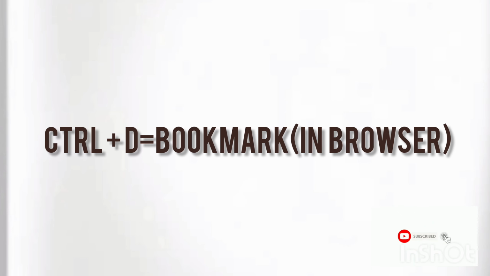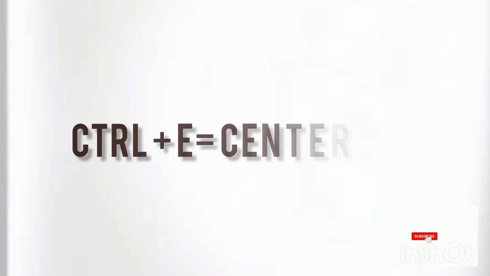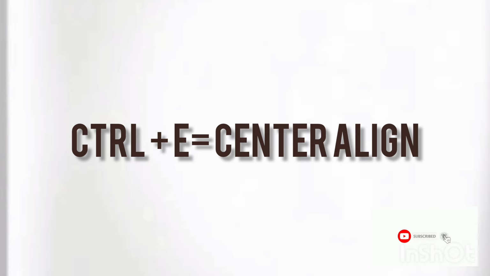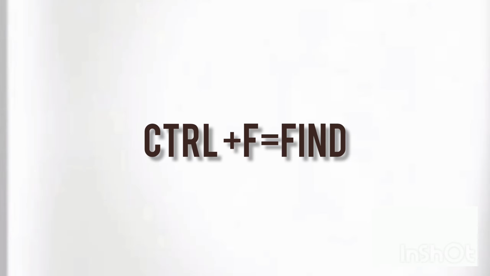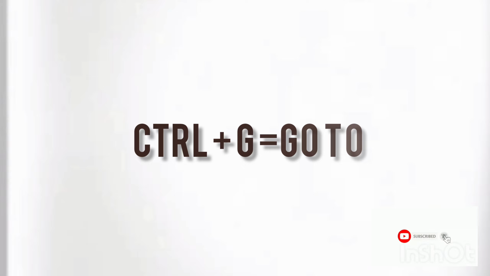So Control plus D is used for bookmarks in browsing. This is used for bookmarks. And again Control plus E is used for center alignment. And again Control plus F is used for find. Control plus G is used for go to, that is in text editors.